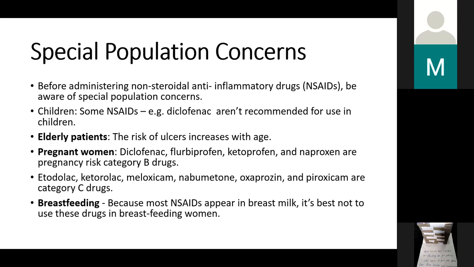However, the others like ketorolac and piroxicam are category C. So it means that the benefits should far outweigh the risk before you put them on it. So to be on the safer side, just avoid them. Also, NSAIDs appear in breast milk, so it's best not to use them in breastfeeding women.